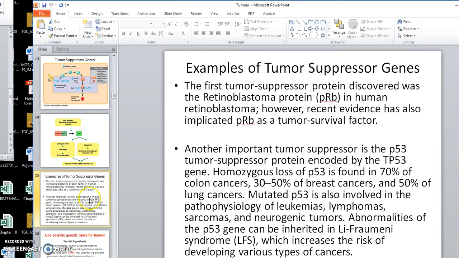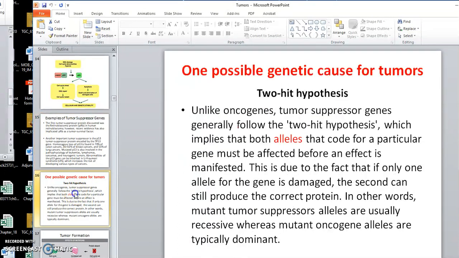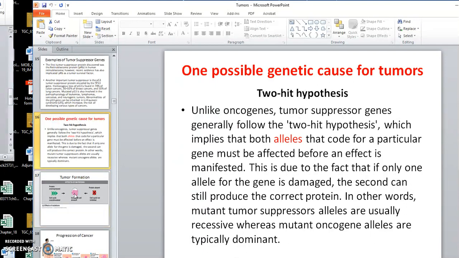An example of the most notable one is the P53 tumor suppressor. And that has a lot to do with various cancers, colon cancers, breast, and so forth. That's a tumor suppressor gene. The first tumor suppressor identified was the retinoblastoma. Retinoblastoma is in the eye, on the retina. I won't get into the two-hit hypothesis.